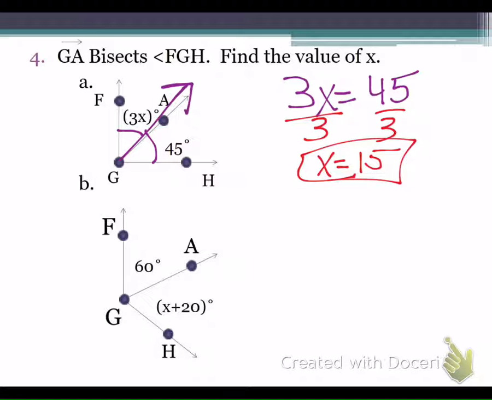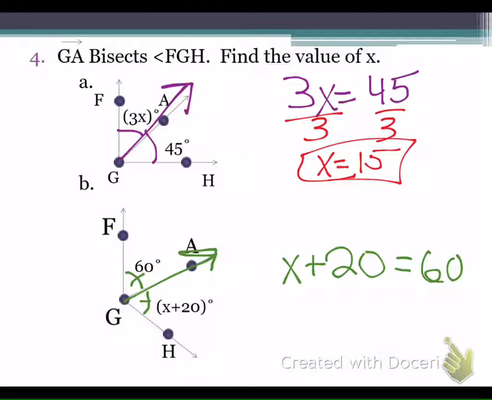All right, what was your equation? X plus 20 equals 60. Perfect. Same setup. Ray GA is a bisector of the big angle, angle FGH. Bisect means two congruent parts. Congruent means equal. Set them equal. Solve for the X. What do you get for X? 40. Good. You just subtract 20, subtract 20.